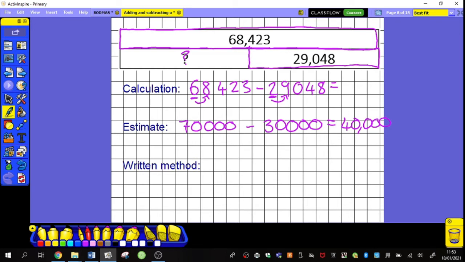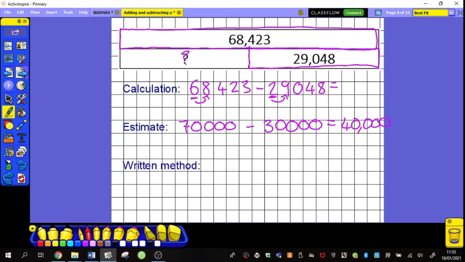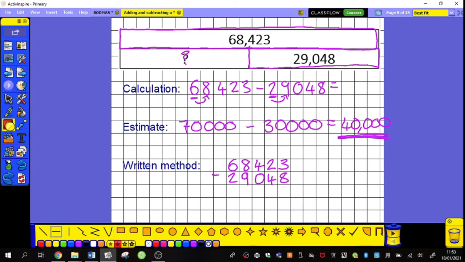So the last part, I'm now going to use my written method. In addition, back here, it didn't matter which one I put on top, because in addition it can be either way around. Subtraction is slightly different. I have to start with a bigger number, because if I don't, I'm going to get a negative number, and my estimate tells me that this shouldn't be a negative number. So I'm going to make sure that my bigger number is the one I'm starting with, on top. Make sure my columns are lined up. There we go. My little trick of writing it in reverse order to make sure my columns are lined up.